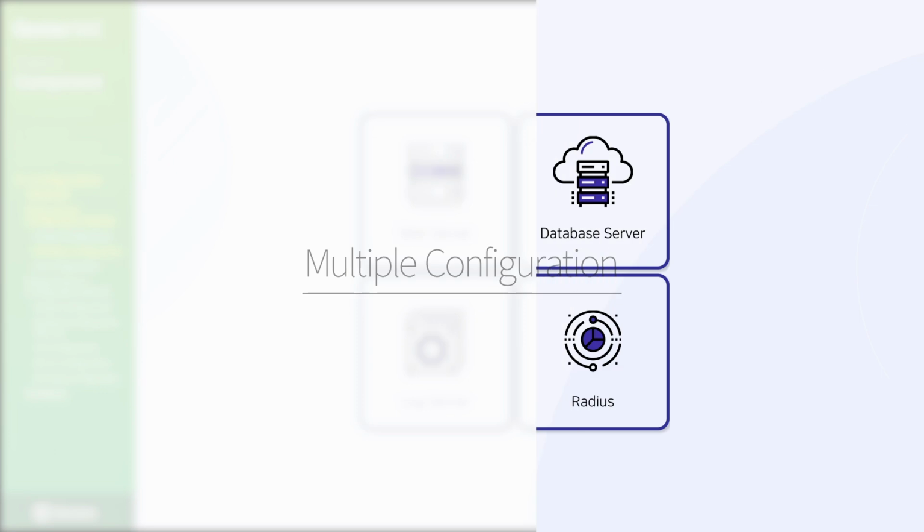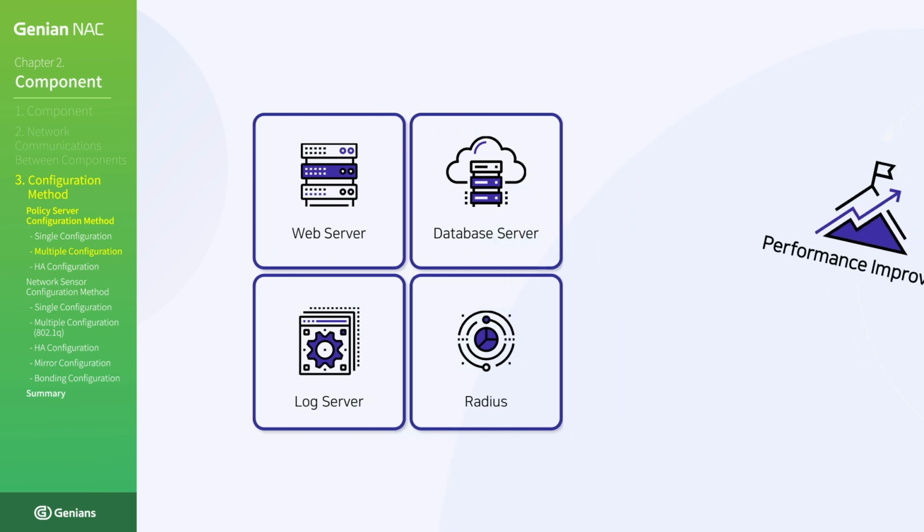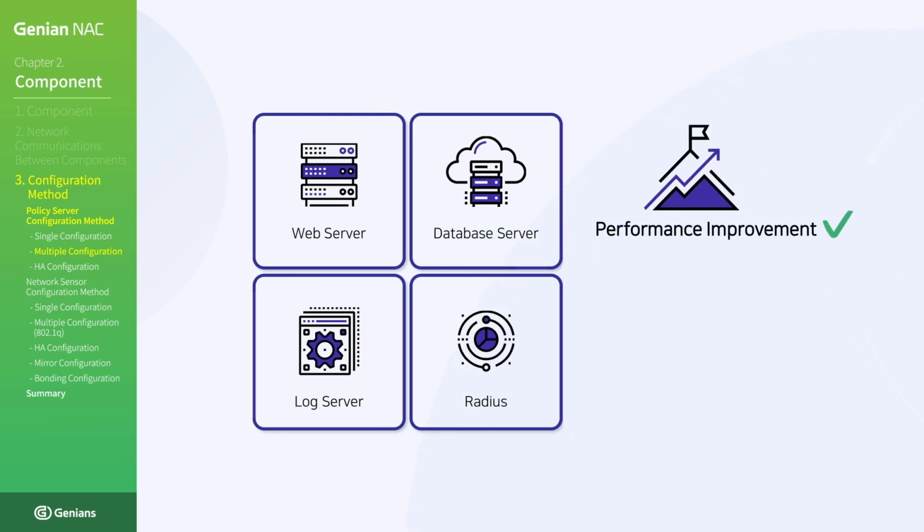In the multiple configuration of the policy server, one or more modules run across multiple devices. This setup offers the advantage of improved performance compared to the single configuration. However, it still has a single point of failure. If any one module fails, the entire service may be disrupted.